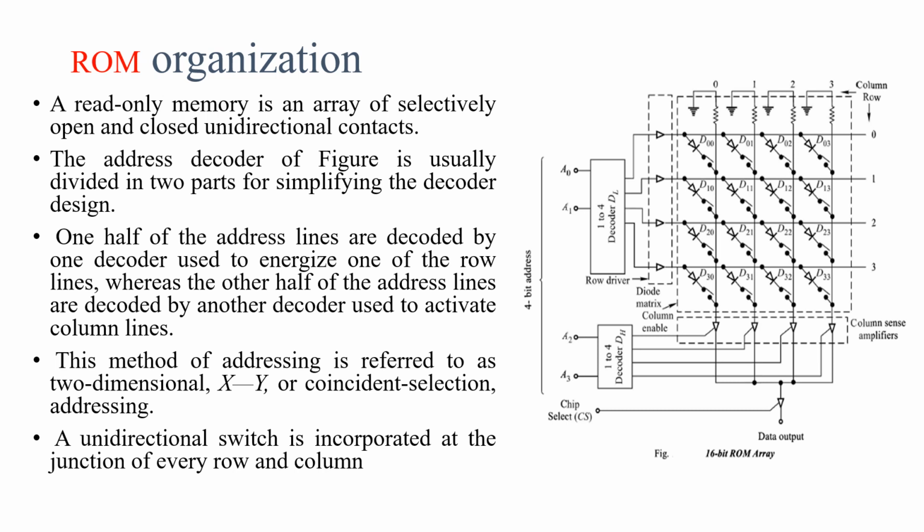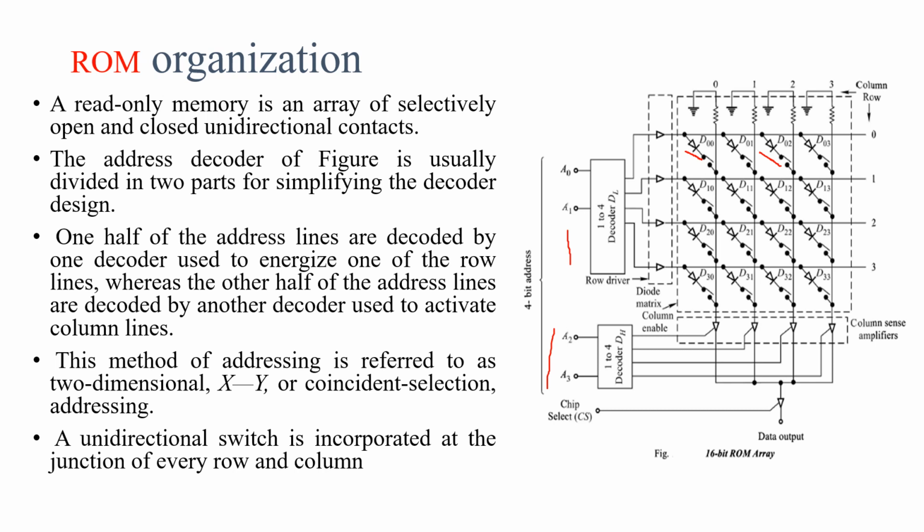Now let us see organization of ROM. A read-only memory is an array of selectively open and closed unidirectional contacts. Selectively open: I want to open this unidirectional diode, I want to close this. So this is an array of selectively open and closed unidirectional contacts. The address decoder of this figure is usually divided into two parts. This is the lower decoder, this is the upper decoder.